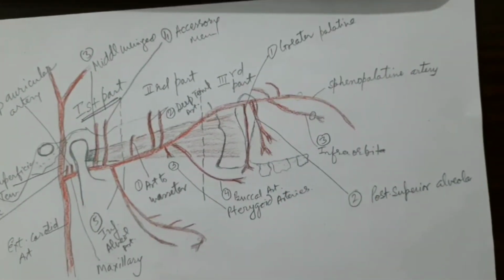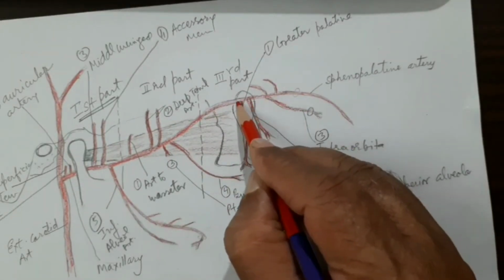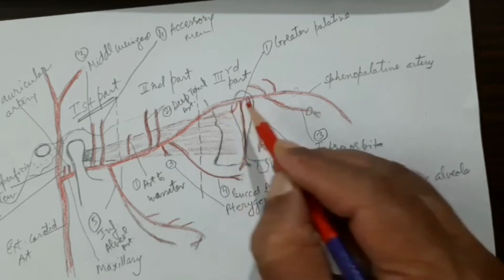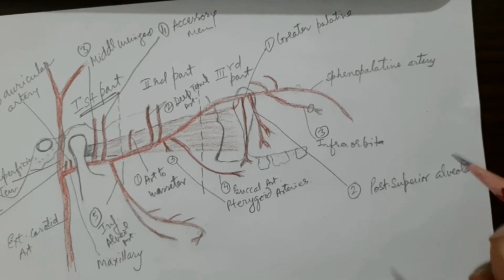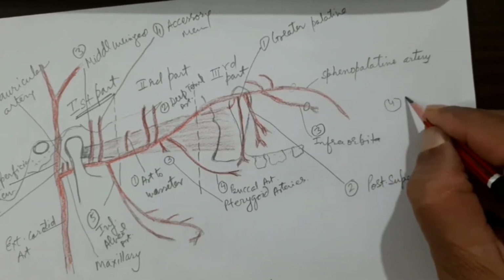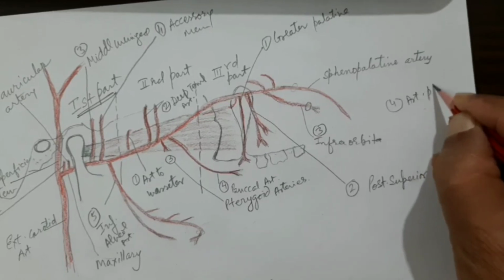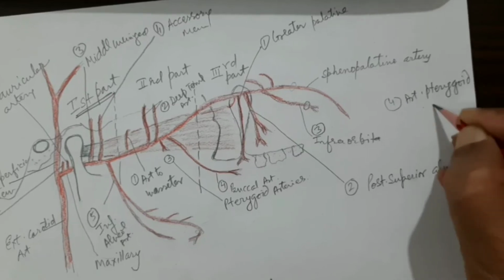Let me draw it if I can. So the artery of pterygoid canal from this will go backward. It is going backward to the pharynx. And similarly the pharyngeal artery will also go backward. So that fourth was the artery of pterygoid canal. Just note down, pterygoid canal.